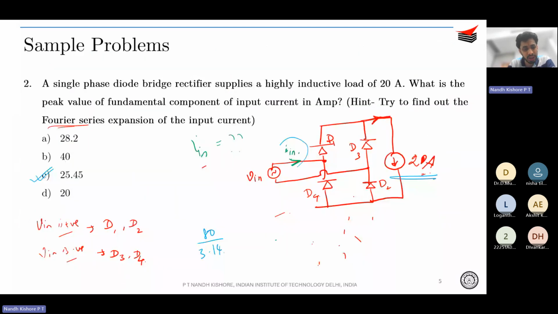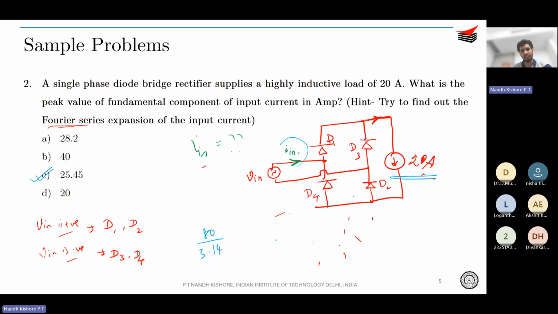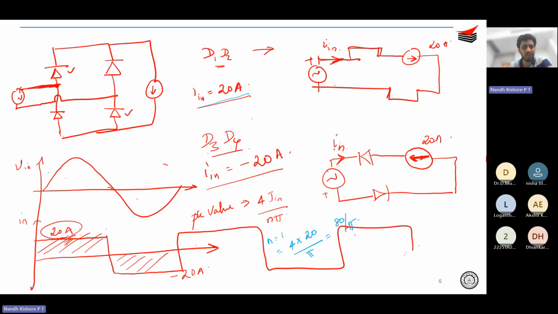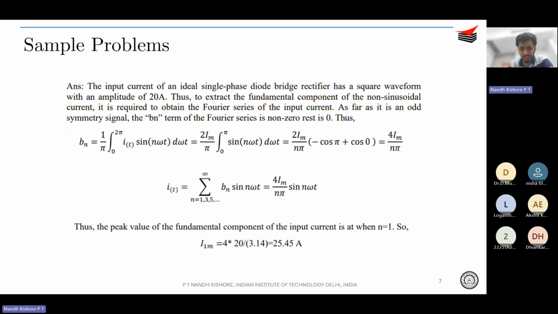Now they have asked what is the peak value of fundamental current. If they ask for RMS value, you just need to divide by root 2, correct? 4 I in by n pi by root 2. So this is for fundamental. If they ask third harmonic, fifth or seventh or ninth, you can do it by just substituting the particular value of n. So this is a peak value. And if they ask RMS, as I told, you need to divide by root 2. So 25.45 amps.